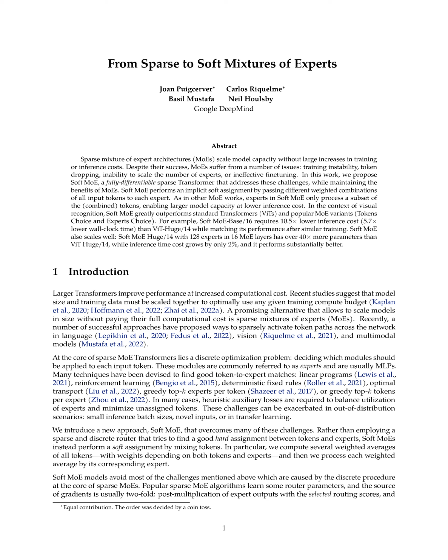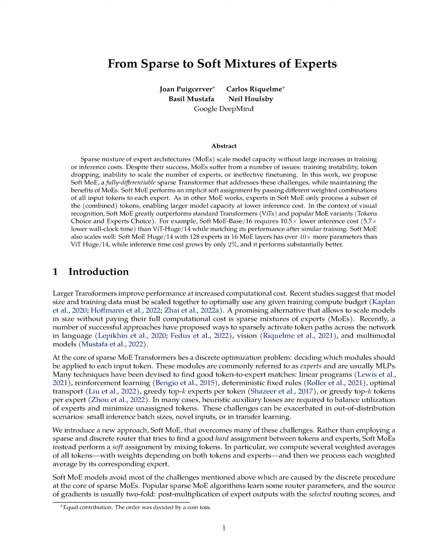The challenge lies in deciding which modules, often referred to as experts and typically multi-layer perceptrons, MLPs, should be applied to each input token. Various techniques have been developed to find the best match between tokens and experts. These include linear programs, reinforcement learning, deterministic fixed rules, optimal transport, and greedy algorithms that select the top K experts per token or the top K tokens per expert.